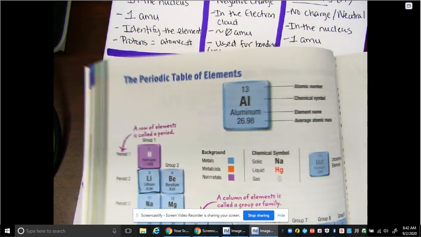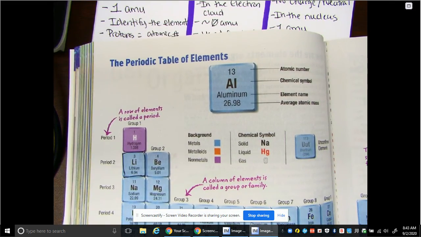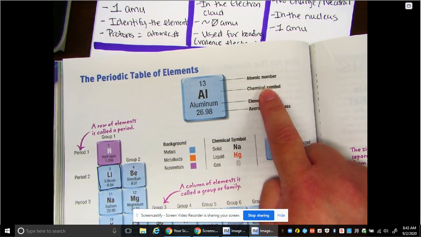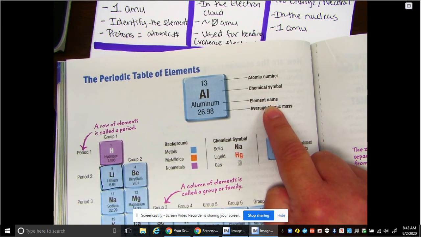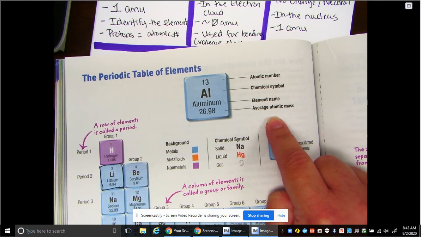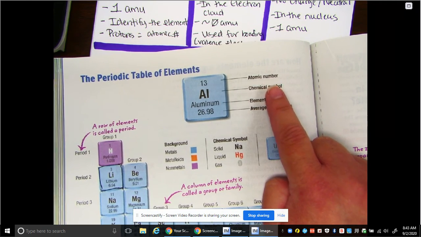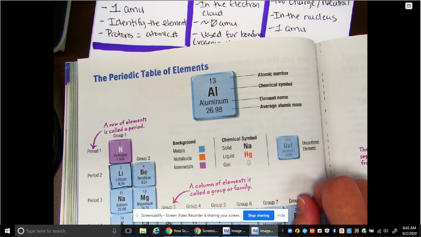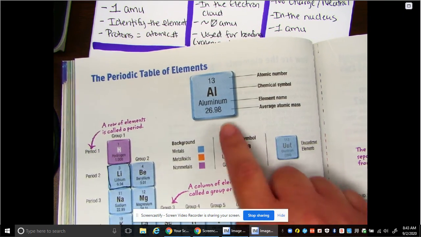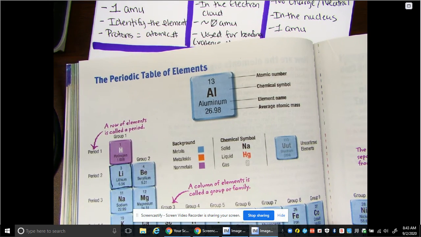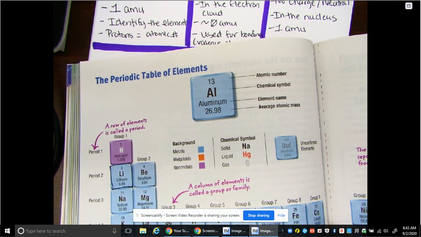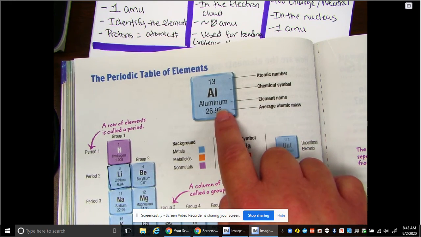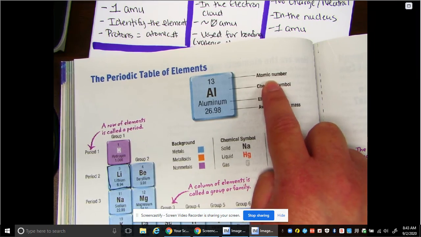The basic parts of an element box in a periodic table are the atomic number, the chemical symbol, the element name, and the average atomic mass. Remember I talked about the atomic number. I told you that the protons equal the atomic number. So if I had an atom of aluminum and I counted all those positive protons and got the number 13, I just look for number 13 in the periodic table and I'm going to know that it's aluminum, because the atomic number equals the protons.